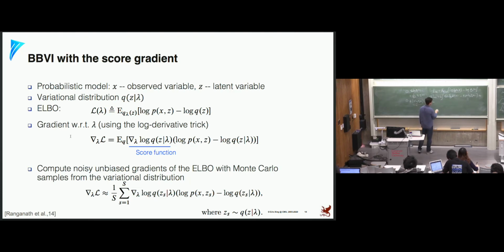Okay. Now I need to take the derivative. Because lambda and z are not dependent, you can just push this in. So what's the derivative for this? This term doesn't depend on lambda at all, right? So it's constant. And we're just taking the derivative with respect to this, right?